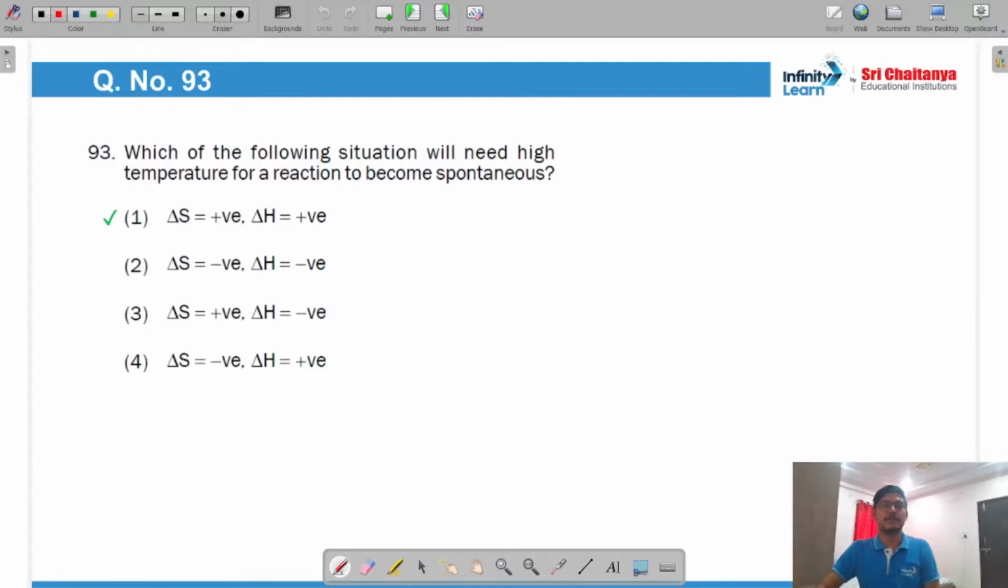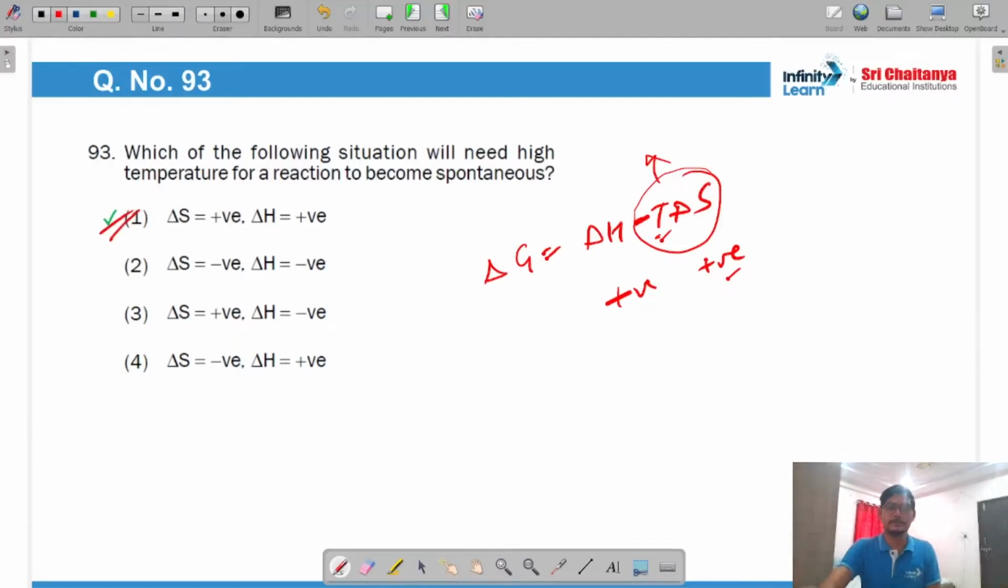Which of the following situations will need high temperature for a reaction to become spontaneous? Again, the same logic. If you want the reaction to be spontaneous at high temperature, then this term should dominate. In that case, delta H should be positive, delta S should be positive, right? So delta H positive would be unfavorable, delta S positive would be favorable, but then temperature should be sufficiently high. So this is the correct answer.